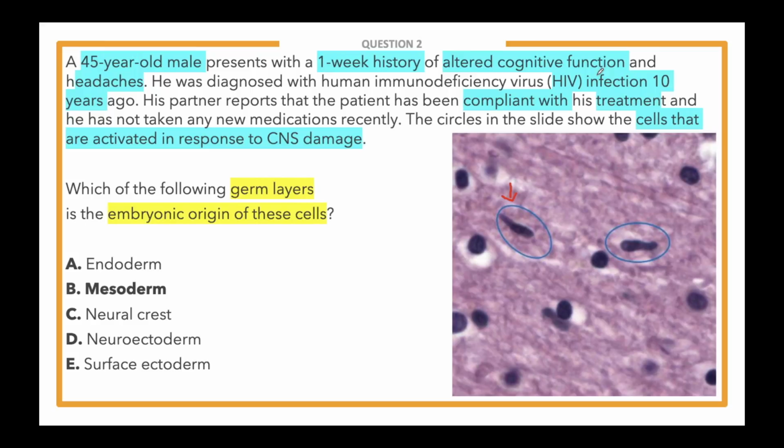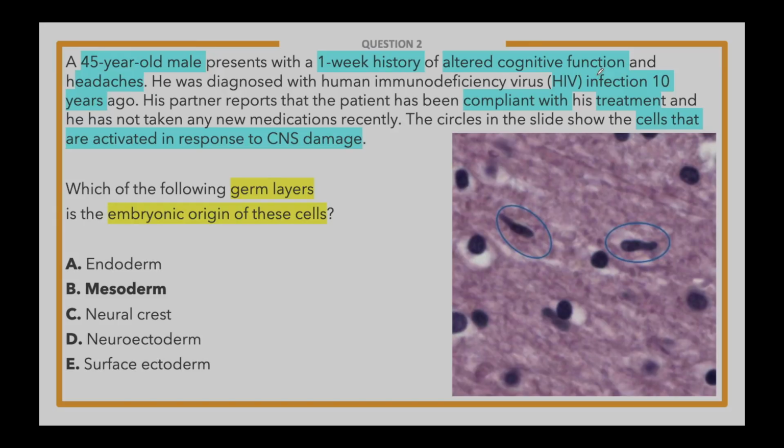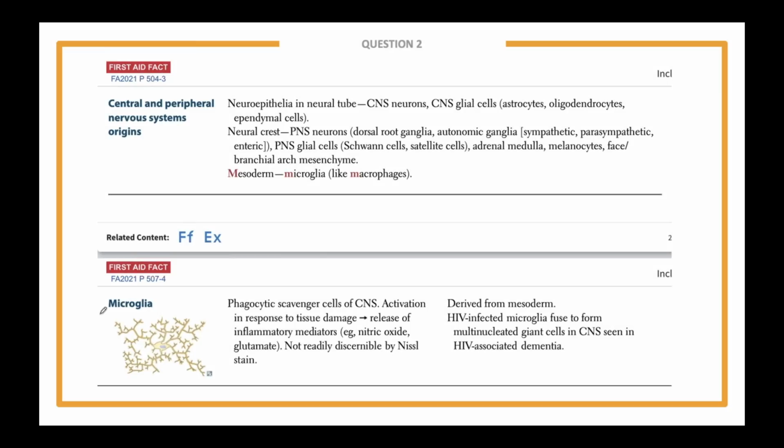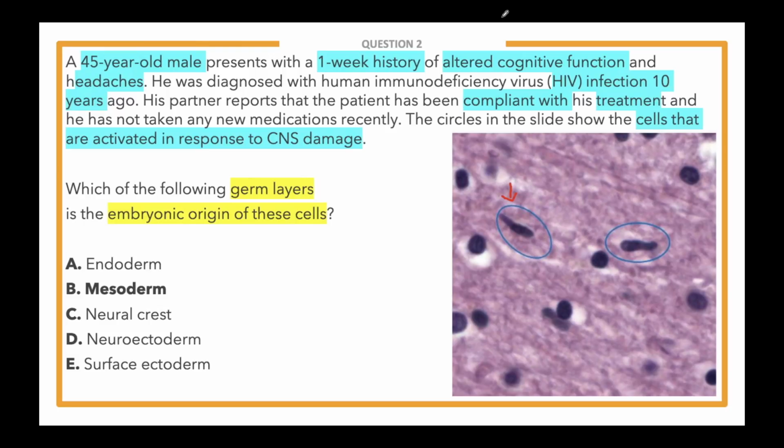Let's take a look, I think on the next slide, we actually have gone ahead and told you a little bit about microglia. They're the scavenger cells, the phagocytic scavenger cells that are activated in response to tissue damage. And as you can see there, they are derived from mesoderm. You can see that they also have a role in HIV-associated dementia, which is possibly what this patient is developing. So, now that we see where that lays in First Aid, let's go back to our question and talk about the other answer choices.